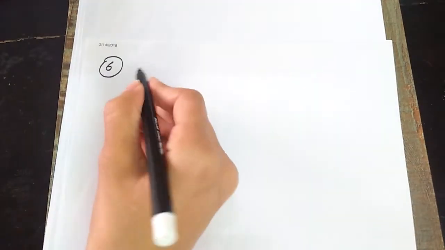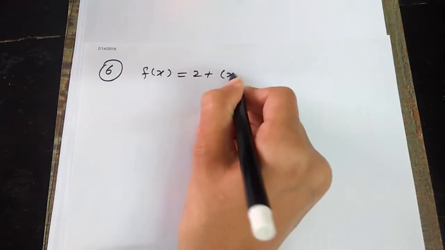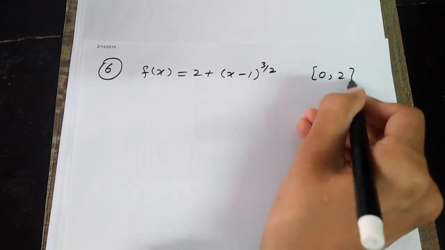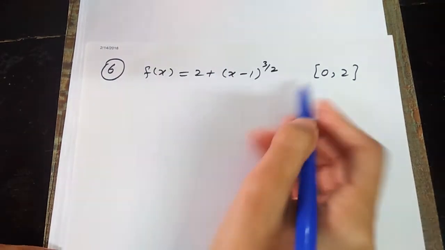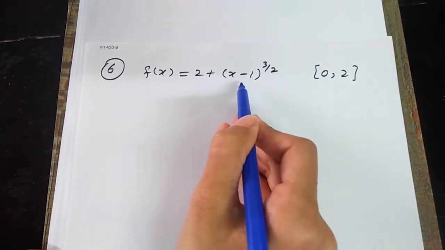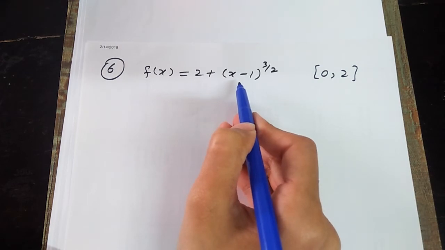Now moving on to question number 6. Question number 6 is f of x equals to 2 plus x minus 1 raised to power 3 by 2 on interval 0 to 2. Now again you have to check the interval, like you have to find any value that will make this function undefined. None of the values from this interval can make this function undefined.